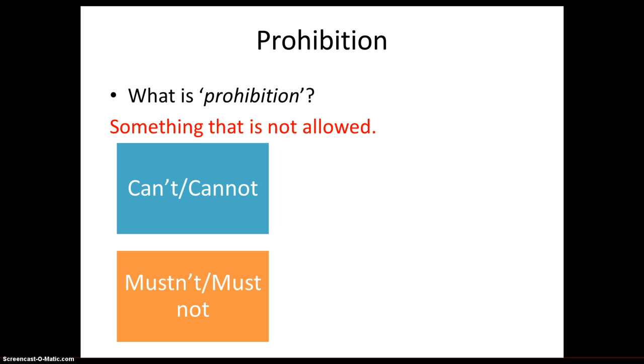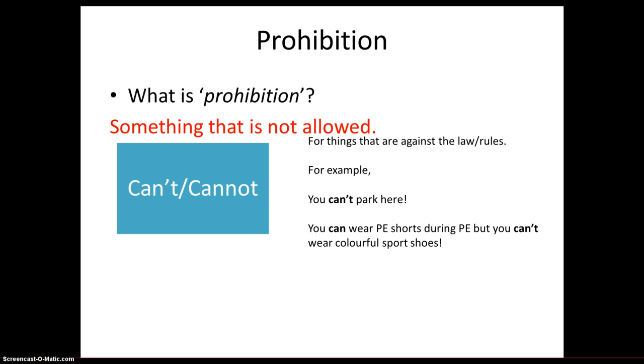Okay, let's look at some examples. When I say you cannot do something, basically you cannot do things that are against a certain set of rules or law. For example, you can't park here, or you can wear PE shorts during PE, but you can't wear colorful sport shoes. Things that you cannot do are against the rules.